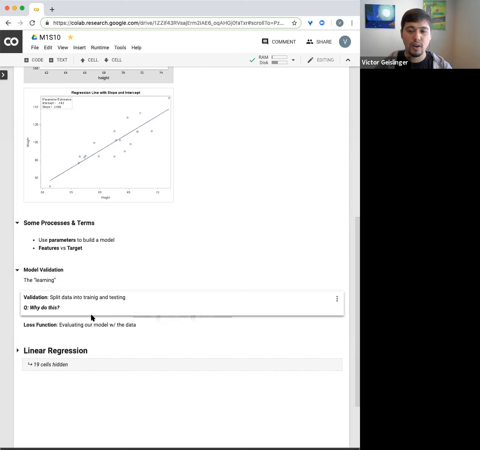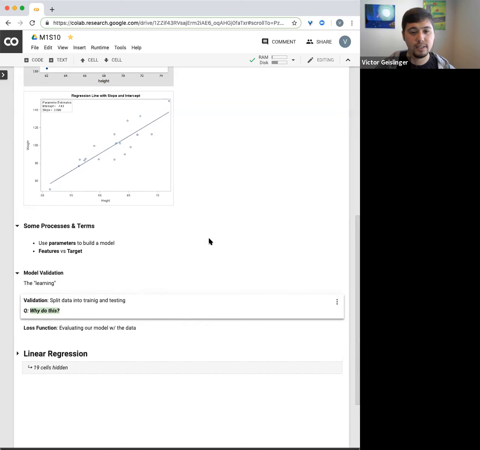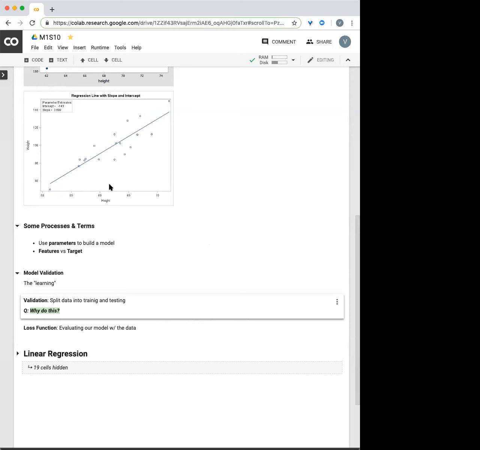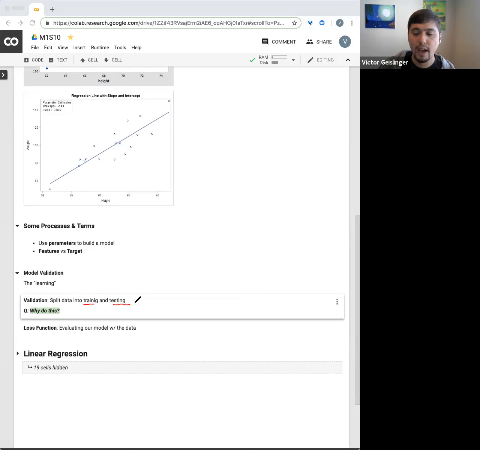So I wrote this little question: why would we want to do this? What might be the motivation to actually take our data and split it into a training part and a testing part? Anyone got an idea? If you don't have any other testing data, then you have no way of knowing if you've overfitted or something like that. Good. So you're using the terminology there, overfitting.